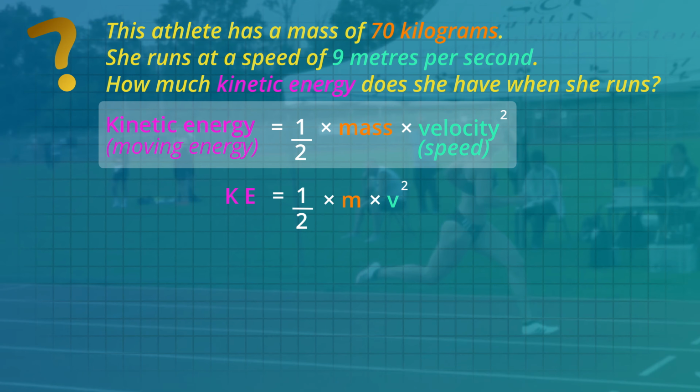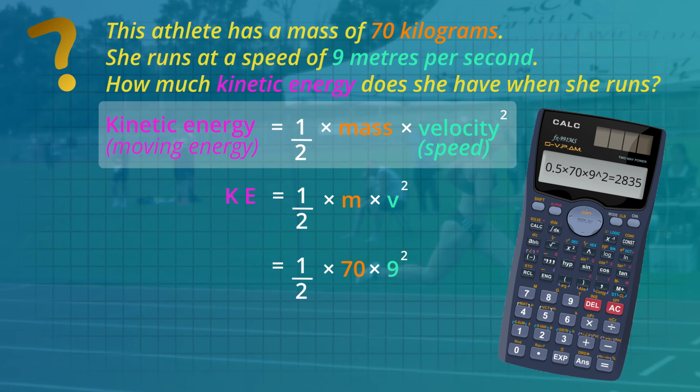We will substitute the numbers into the rule. 1/2 or 0.5 is multiplied by the athlete's mass of 70 kilograms. This is multiplied by her speed or velocity of 9 that is raised to the exponent of 2. The answer is 2,835 joules. Joules is a measure of energy.